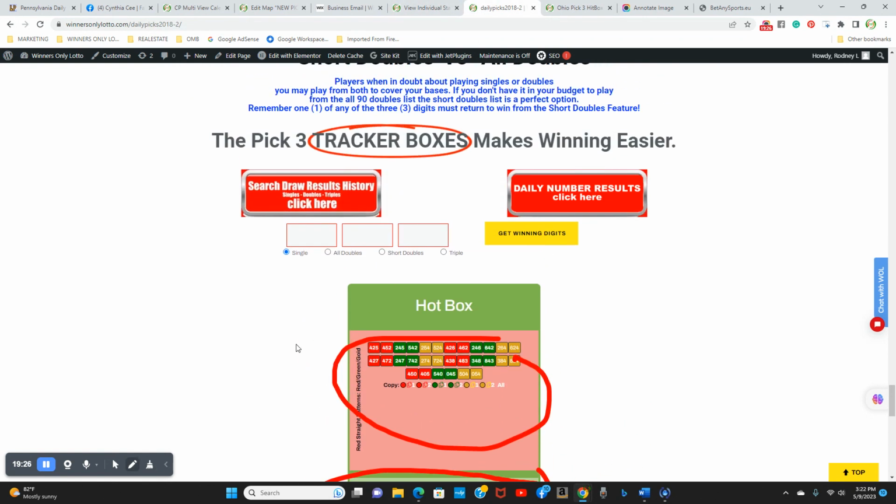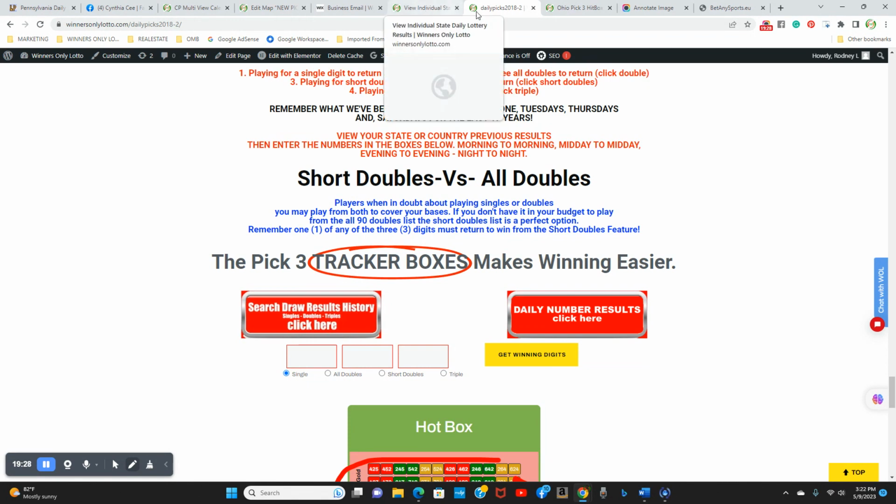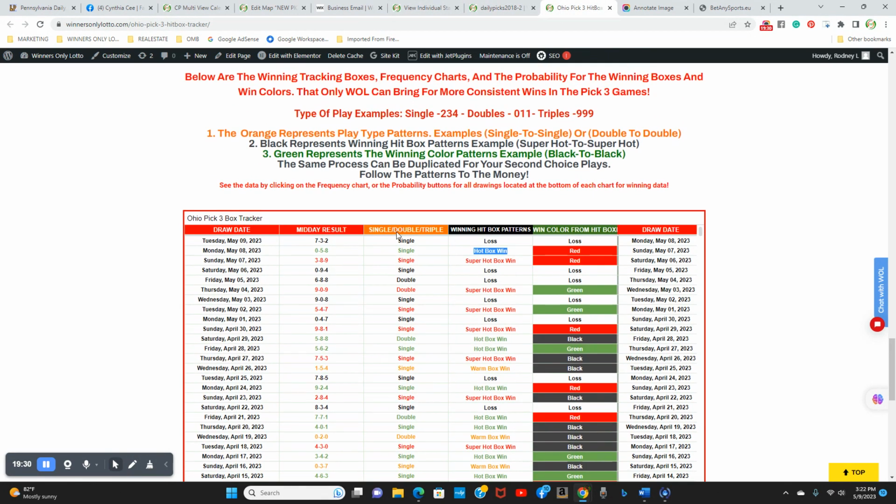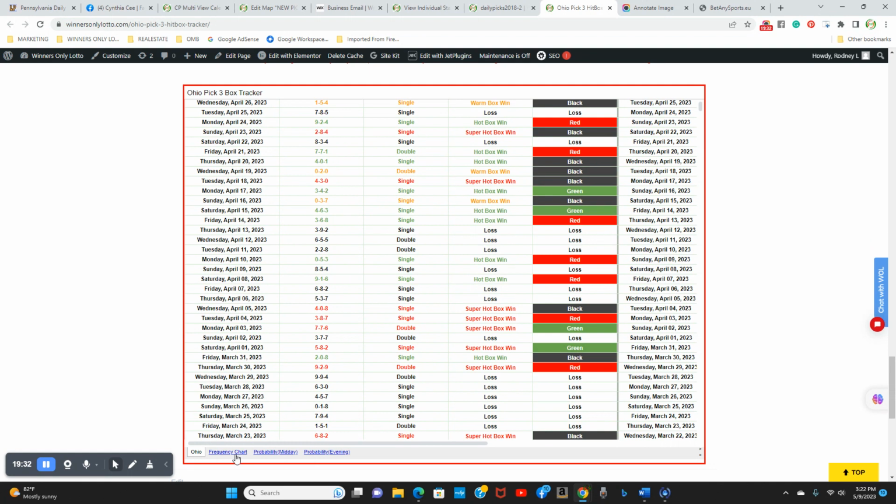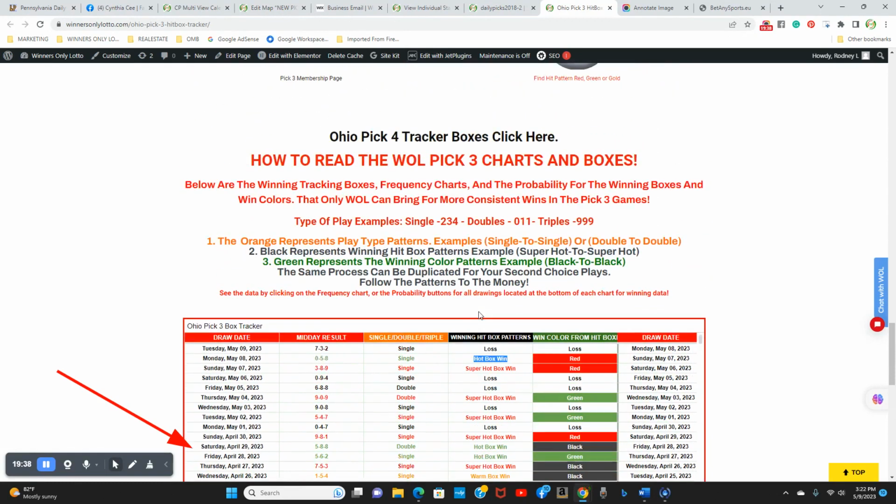Now, the same thing works for pick 3 and pick 4 and pick 5. The frequency information is here. The probability information, the frequency, all in real time. If I want to convert to pick 4, I got this option right here. Ohio tracker box. Click here. Guess what? Now I can go look at the same information for Ohio, pick 4.